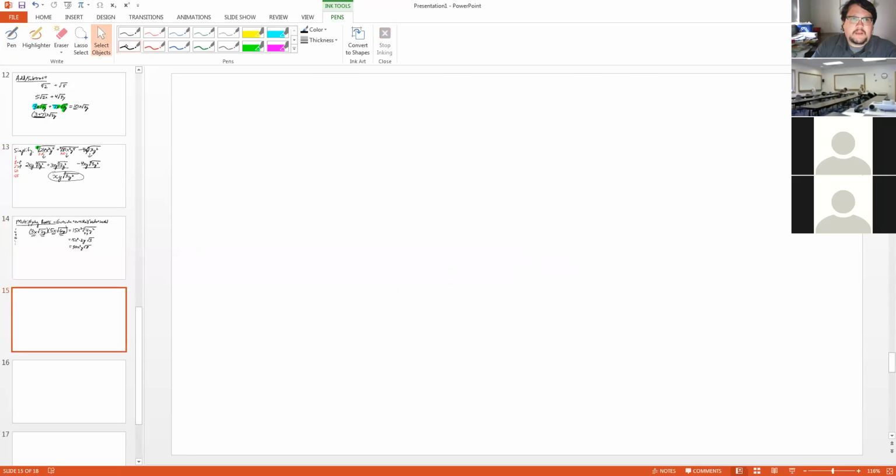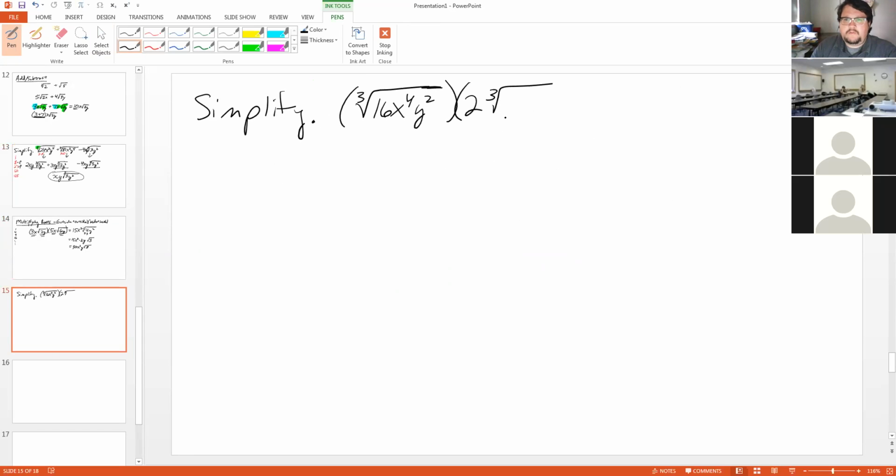Then, these can get a little bit more complicated. You might run into situations where you need to ask yourself, do I want to simplify before I multiply? Let's say I have the cube root of 16 x to the 4th y squared times 2 cube root of 54 x cubed y. Do I want to try to break these things down before I multiply, or do I want to wait till after I multiply? And really, it's what's most convenient for you personally.